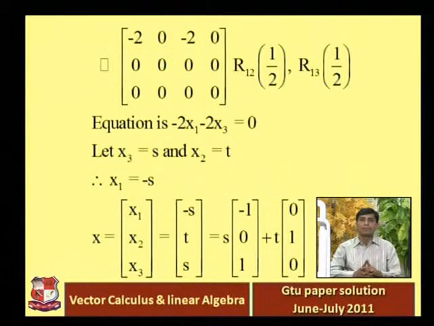So in the first column we have a leading entry, the second and third columns do not have a leading entry. So that's why we suppose x2 is equal to t and x3 is equal to s. And we will get one equation, that is minus 2x1 minus 2x3 is equal to 0. So x, that is x1, x2, x3, is equal to minus s, t, s. s will be common out, so s into minus 1, 0, 1 plus t into 0, 1, 0.